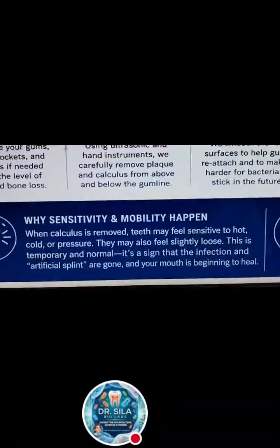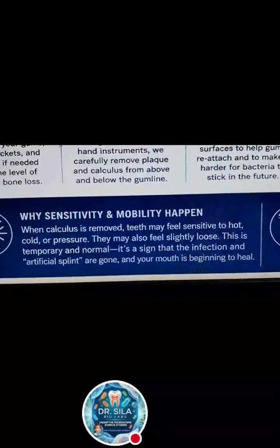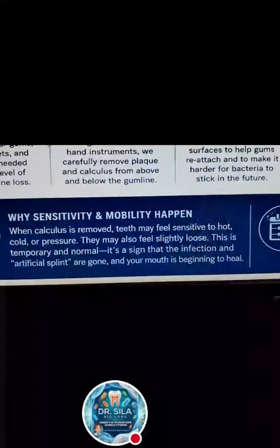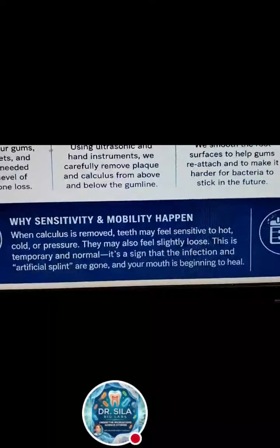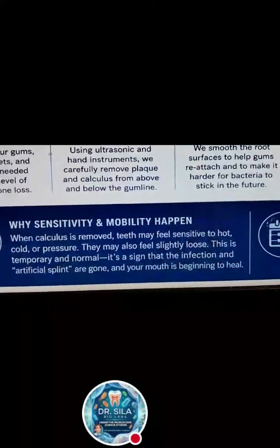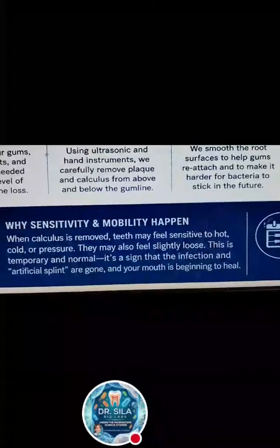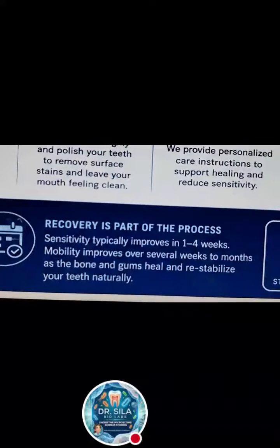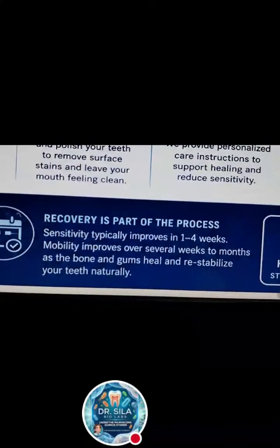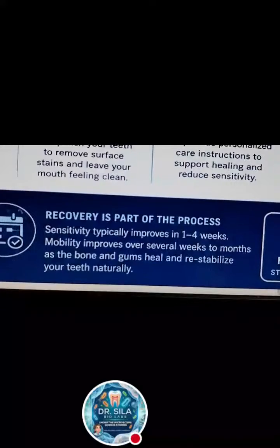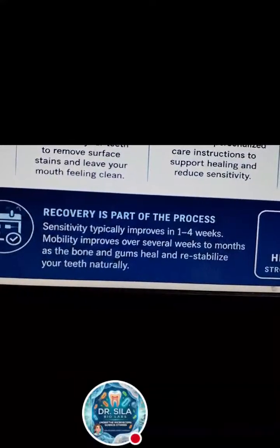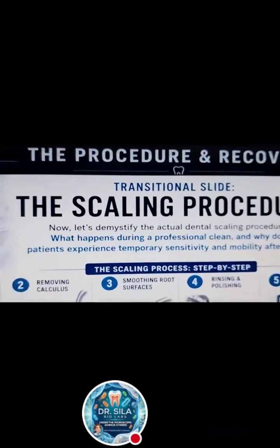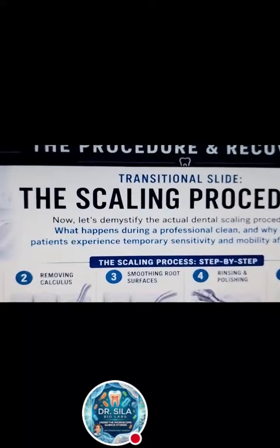When calculus is removed, teeth may feel sensitive to hot and cold pressure. They also may feel slightly loose. This is temporary and normal. It's a sign that infection and the artificial splint are gone and your mouth is beginning to heal. Recovery is a part of the process. Sensitivity typically improves within 1 to 4 weeks. Mobility improves over several months as the gum and bone heal and re-stabilize your teeth naturally. So clean today, heal tomorrow, stronger smile for your life.